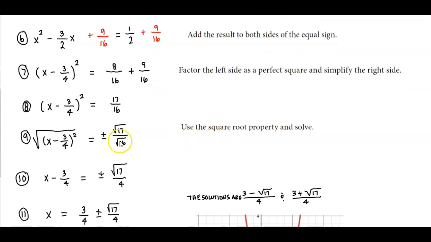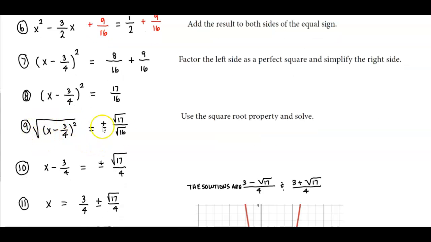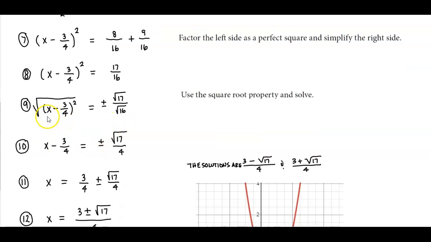And then we're going to use the square root property to solve. So we're going to take the square root of both sides. We take the square root of the left side, what's remaining is x minus 3/4, which is equal to plus or minus the square root of 17 divided by the square root of 16, which becomes a 4.